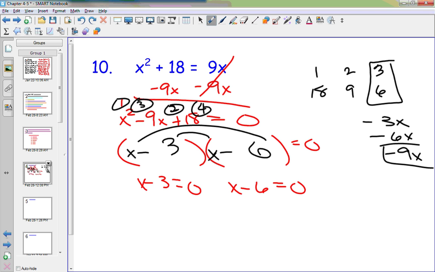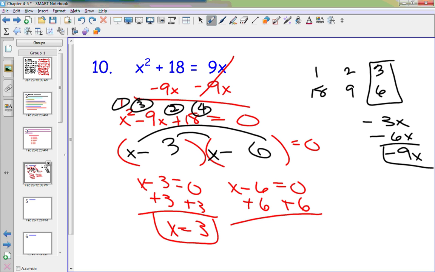Solve each small equation. So I'm going to add 3 to both sides. X is equal to 3. There's my first answer. Add 6. X is equal to 6. There's my second answer. Do you see what I see? Way up on the board over there. That there be them x-intercepts.